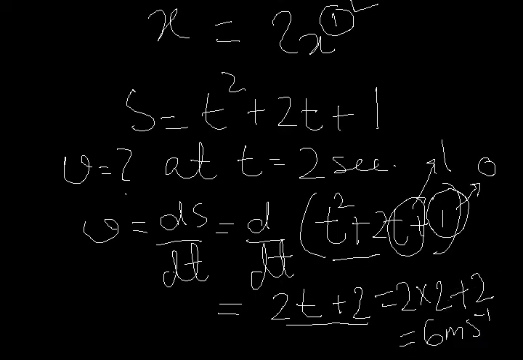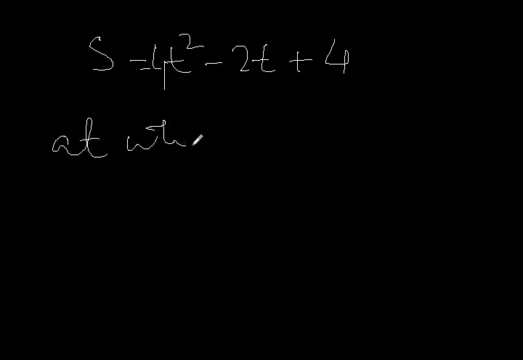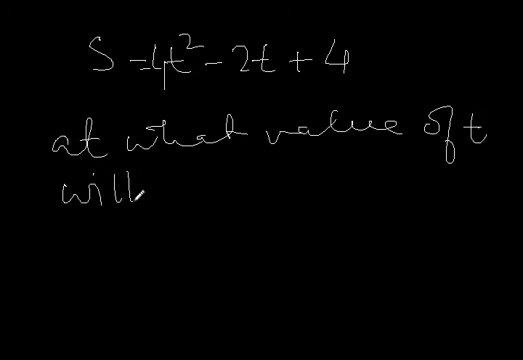Now if I go on to another example, say you are asked to find a particular value. s is given here. Say it is given that s is equal to 4t square minus 2t plus 4. Then they ask me, at what value of t will v be 0?